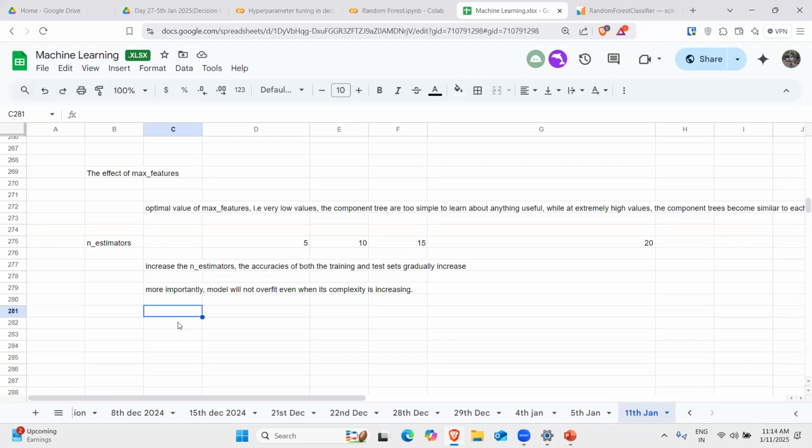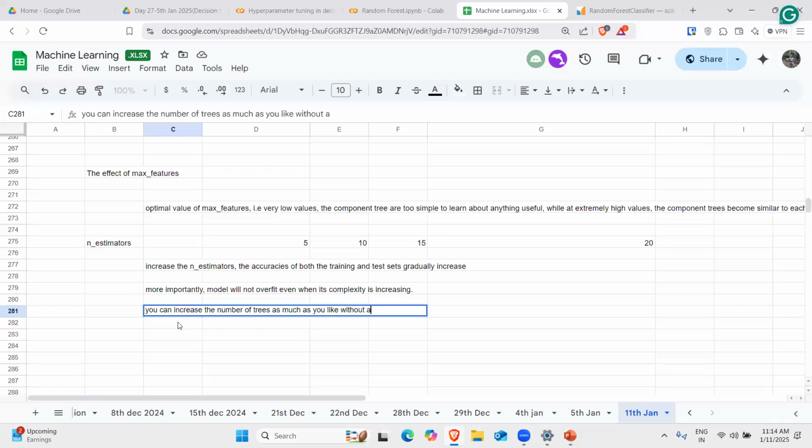Now you can increase the number of trees as much as you like without worrying about the overfitting problem, right?